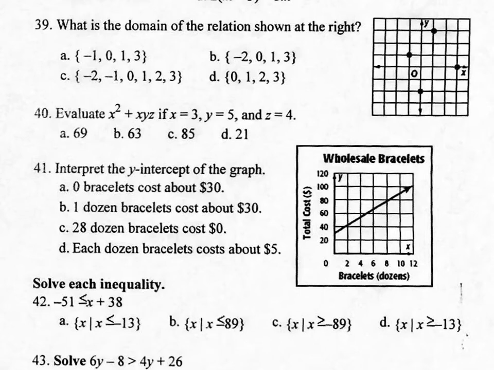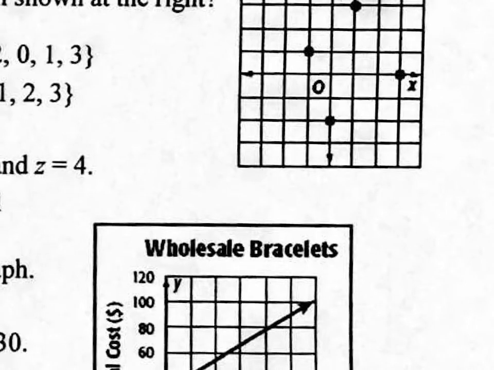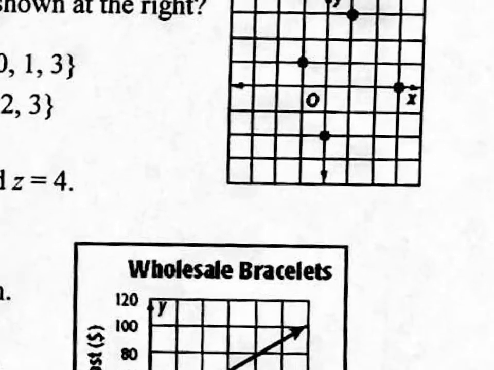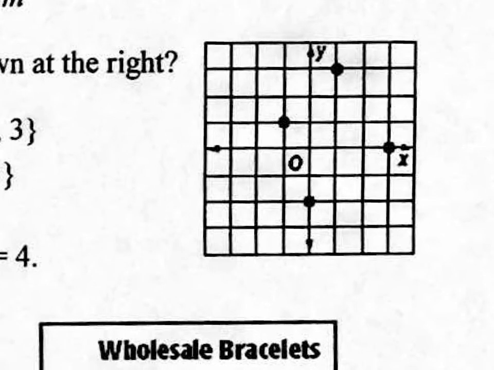39 is super easy. All we need to remember is that domain are your x values and range are your y values. So they give us some coordinates over here. It's really important that we just identify what those coordinates are and write them down. As I look at this graph, it could be a little tricky, so you might want to reinforce your y-axis and your x-axis.